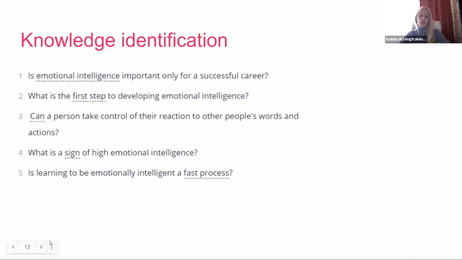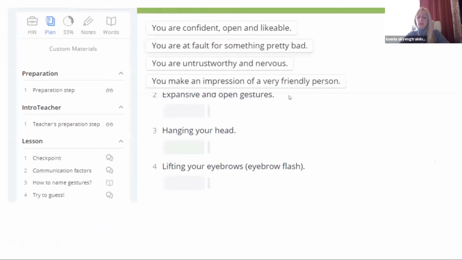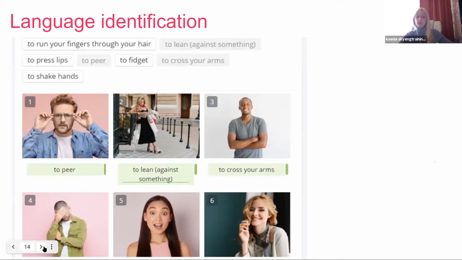You have an example of post-reading discussion on emotional intelligence and post-listening discussion on nonverbal communication. The third stage of the lesson framework in this approach is language identification. Language is approached lexically rather than grammatically, and learners at the stage of language identification are expected to be able to reproduce the core of the text in their own words.